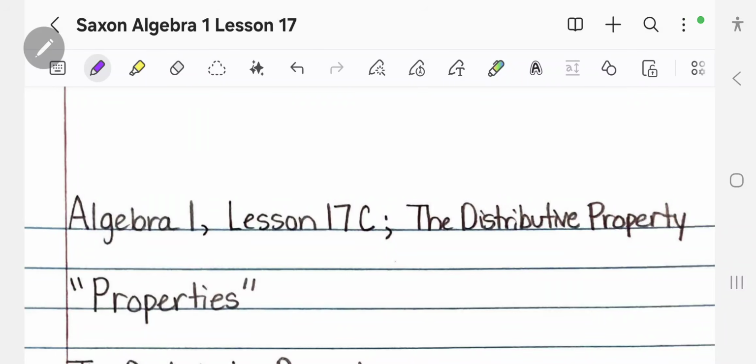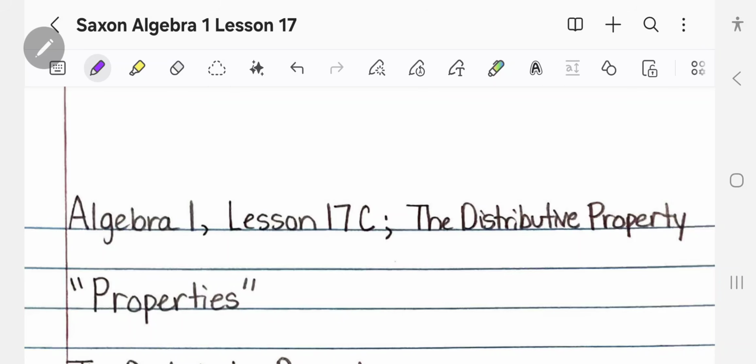This is Algebra 1, Lesson 17C, the distributive property. In a previous video, we talked about properties, and I gave the example of gravity being a property and how even when you are very small, you will drop something to watch it hit the floor. You understand that gravity is a thing even if you don't know what to call that thing.